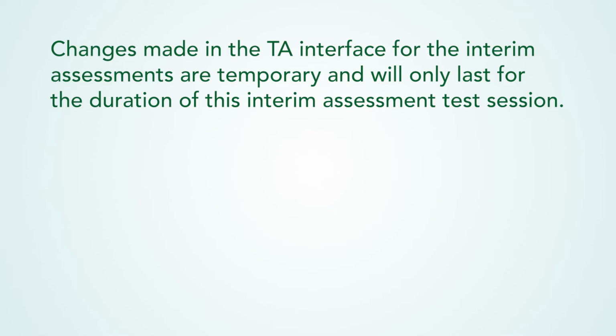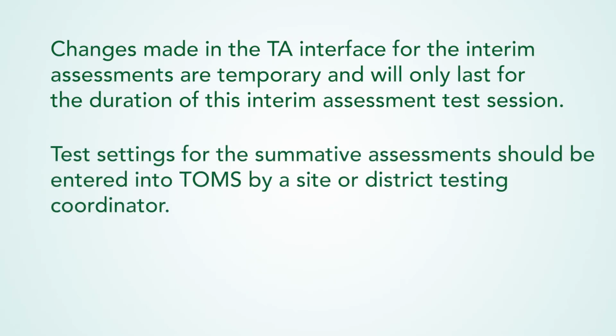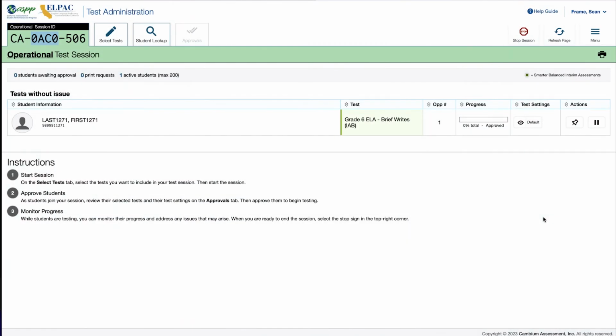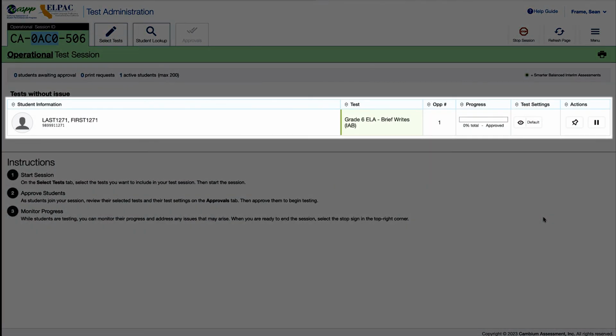If a student should have a certain resource for future tests, including the summative assessments, it should be entered into TOMS by a site or district testing coordinator, so make sure to coordinate with the appropriate staff to get students the test settings they need. After all students on the Approvals and Student Test Settings list have been approved or denied, individually or all at once, the approval screen automatically closes.